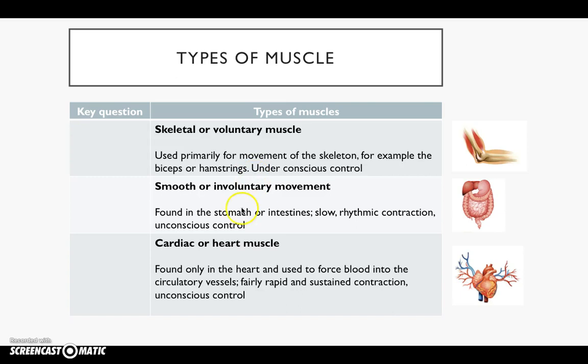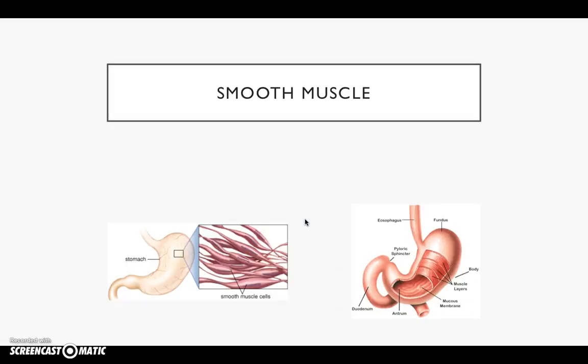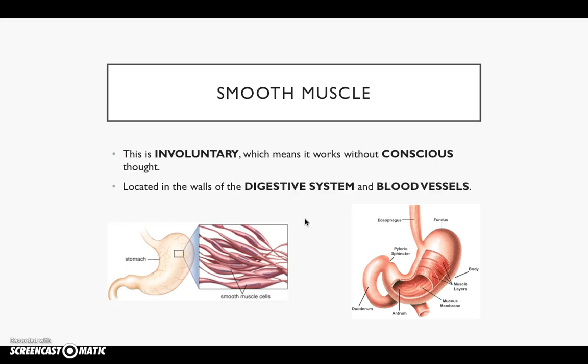Next type of muscle we have is smooth muscle or involuntary muscle. That should be muscle, not movement. This is found in the stomach or intestines. Slow, rhythmic contraction, unconscious control. So this is involuntary, so it is without conscious control, so it's not under our control. Located in the walls of the digestive system, blood vessels, as I said, stomach.